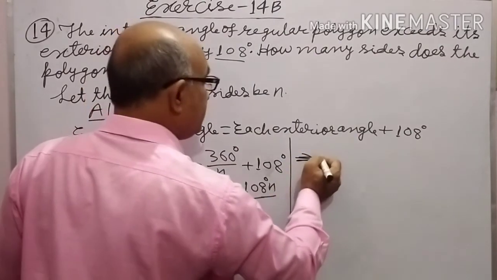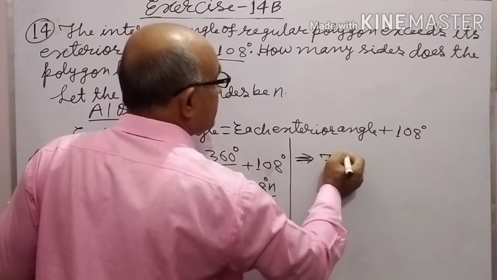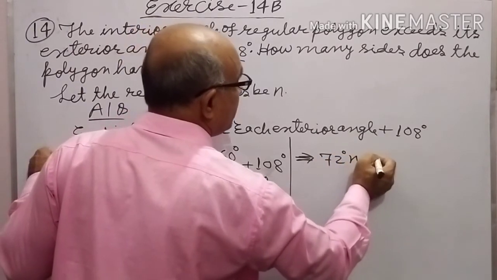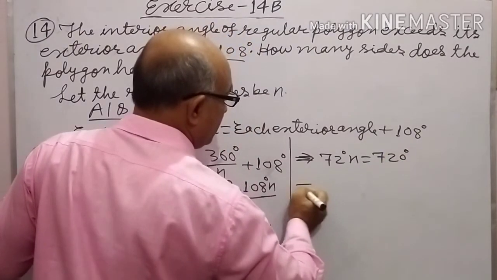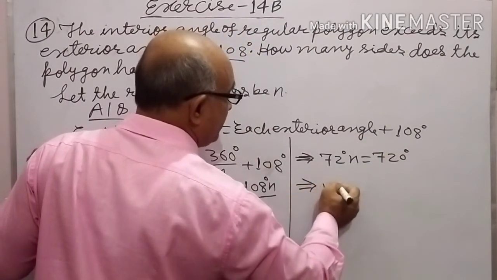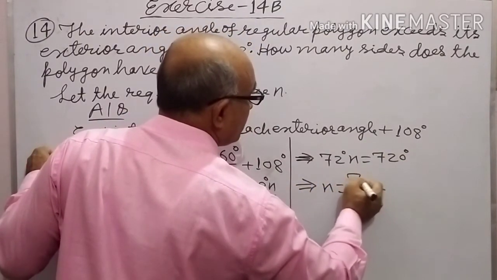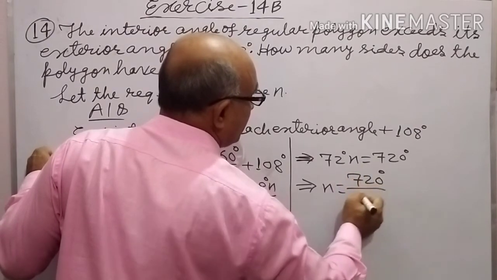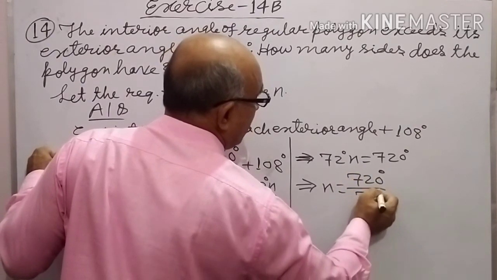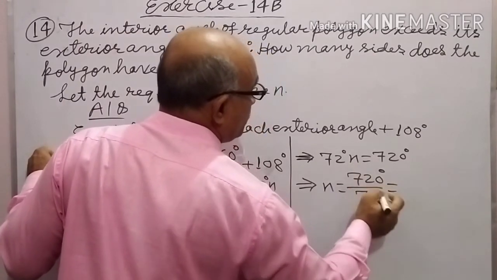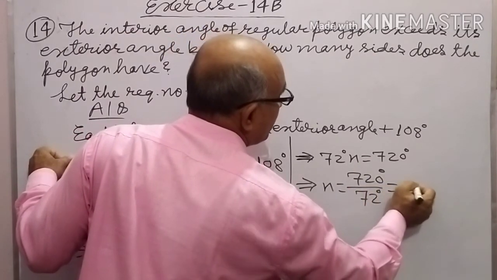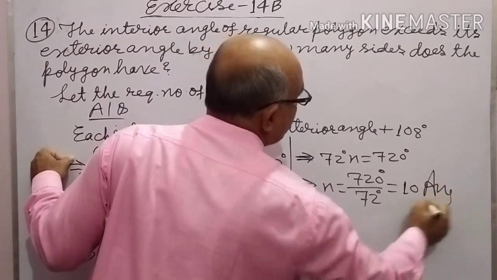So now that implies 72 degree n equal to 720 degree. That implies n equal to 720 degree by 72 degree. 72 times 10, so that equal to 10, answer. Number of sides be 10.